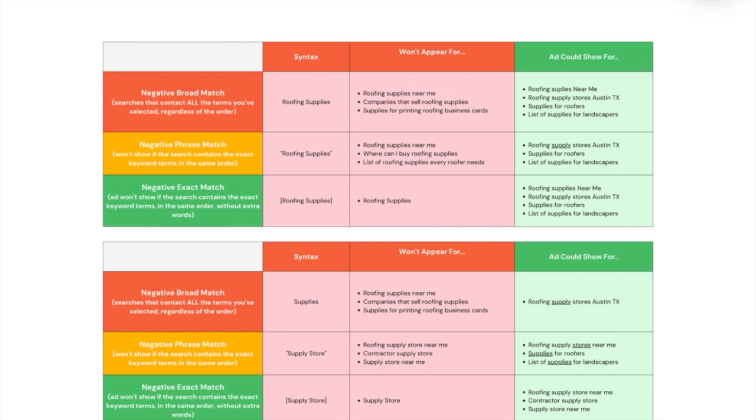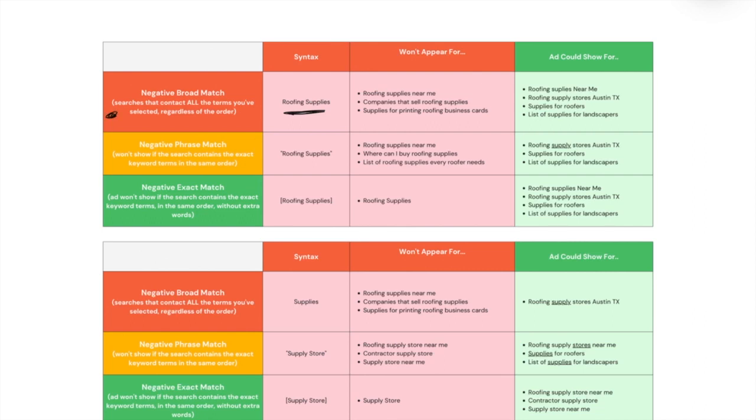Let's start and let's pretend we are a roofing service company. We're going through our search terms and we see somebody put in roofing supplies. And we say, hey, I don't want roofing supplies in there. So let's make roofing supplies a broad negative keyword. It's important to understand how Google looks at these.